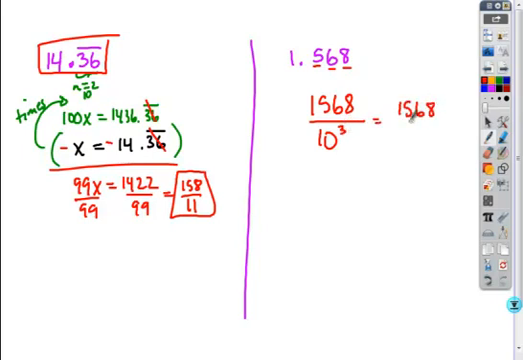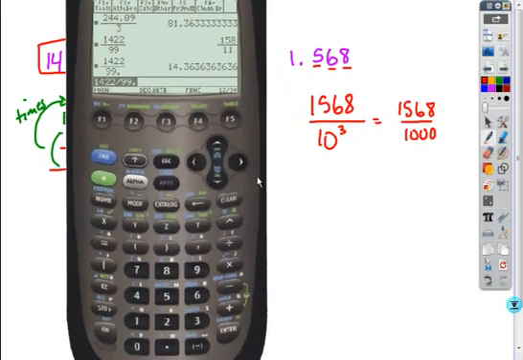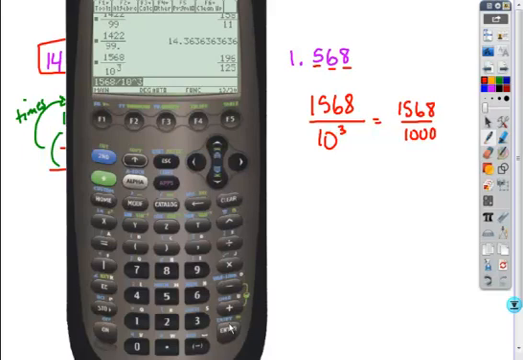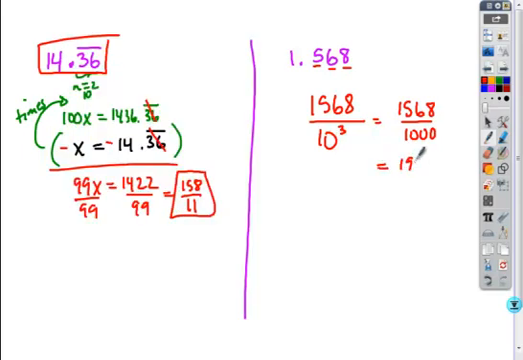So really this is 1568 over 1,000. You don't even necessarily need to write that out, because if you take 1568 divided by 10 cubed, you can use the original form if you want. Hit enter. It simplifies for you 196 over 125, and that would be your rational form there.